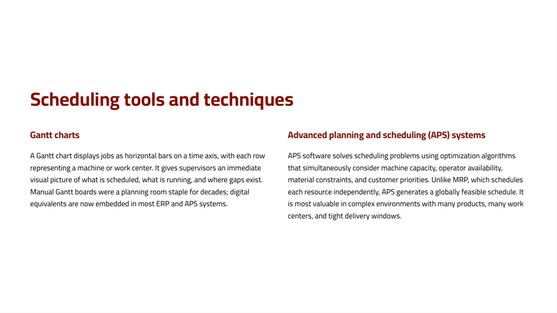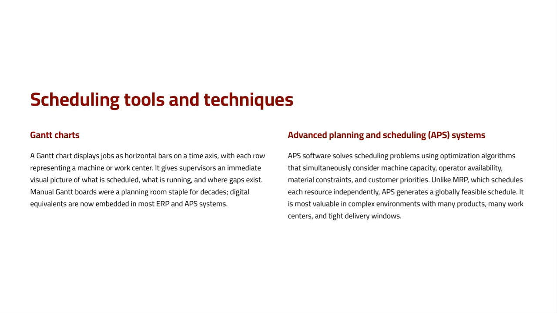On this slide, we're looking at 2 key scheduling tools and techniques that help manage production efficiently. First, we have Gantt charts, which display jobs as horizontal bars along a time axis, with each row representing a specific machine or work center. This gives supervisors an immediate visual picture of what is scheduled, what's currently running, and where any gaps exist. For decades, manual Gantt boards were a staple in planning rooms, and today, digital versions are integrated into most ERP and APS systems.